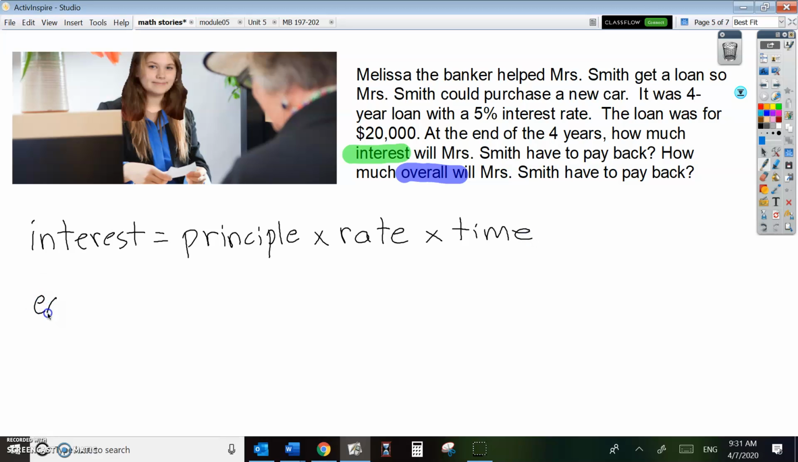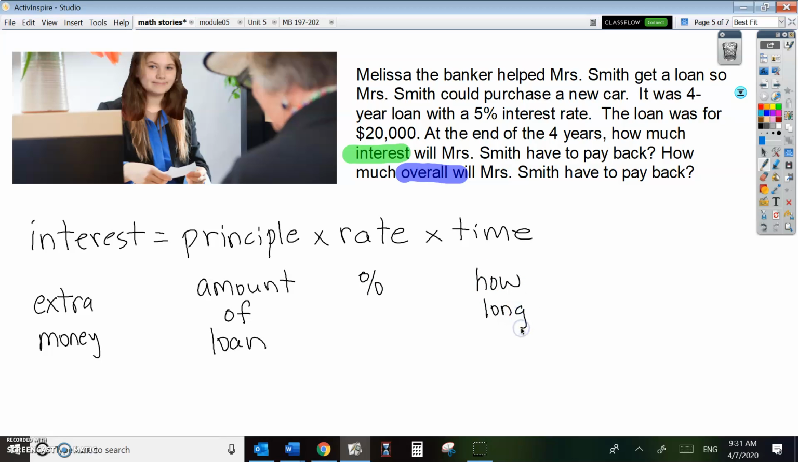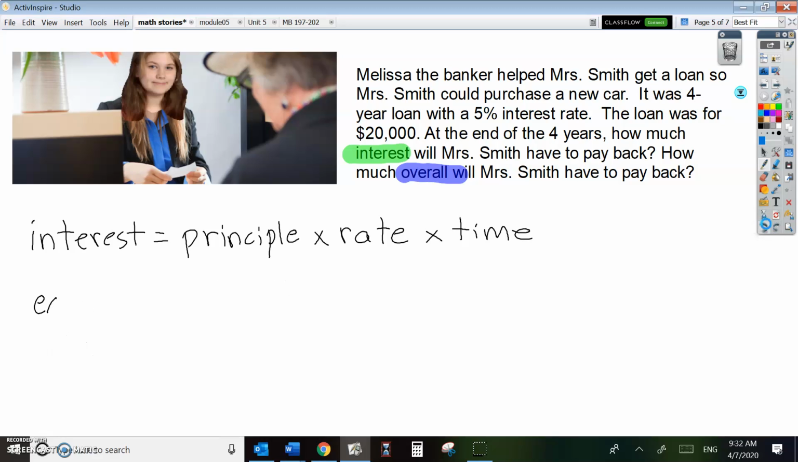The interest is the extra money that a person will owe. The principal is the amount of the loan. The rate is a percentage, and the time is how long you have for the loan. So, we need to calculate the extra money by looking at how long the loan will be, multiplying that by the percentage, and multiplying that by the principal.